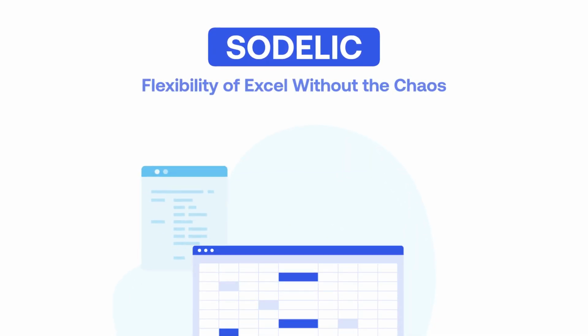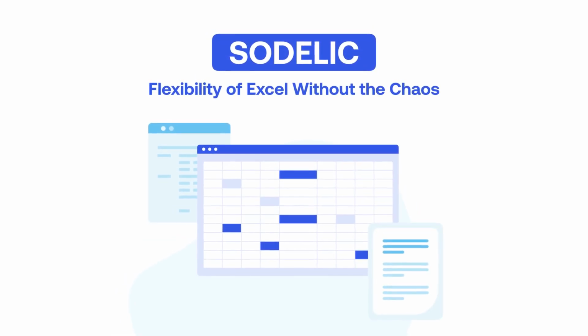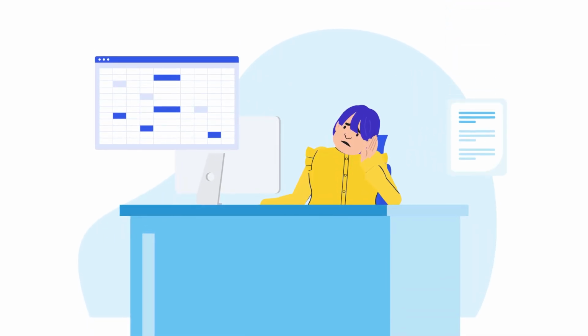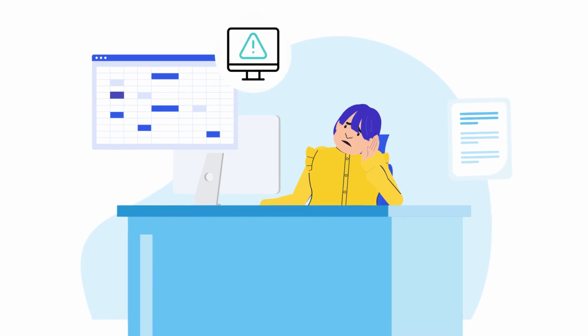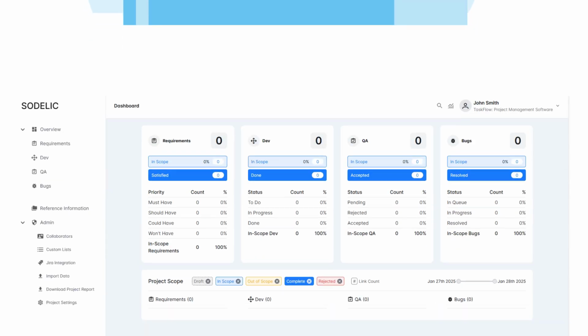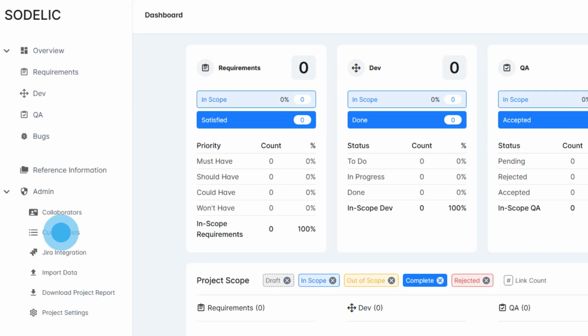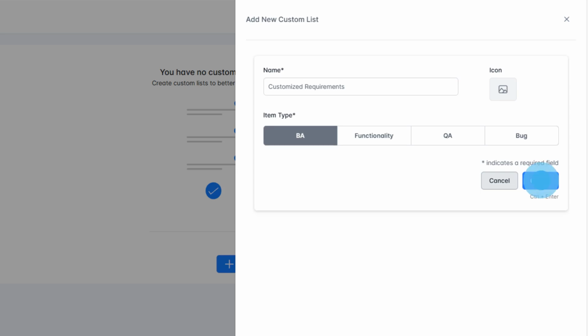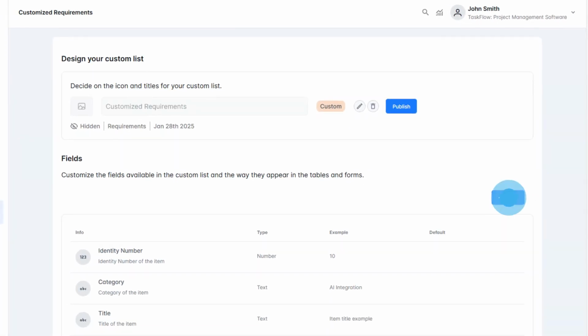Sodelic brings the flexibility of Excel without the chaos. Managing project data in Excel can quickly spiral out of control. Everyone wants to add their own columns, creating confusion and errors. With Sodelic, you can solve this problem by customizing columns in the custom lists, ensuring flexibility while keeping things organized.